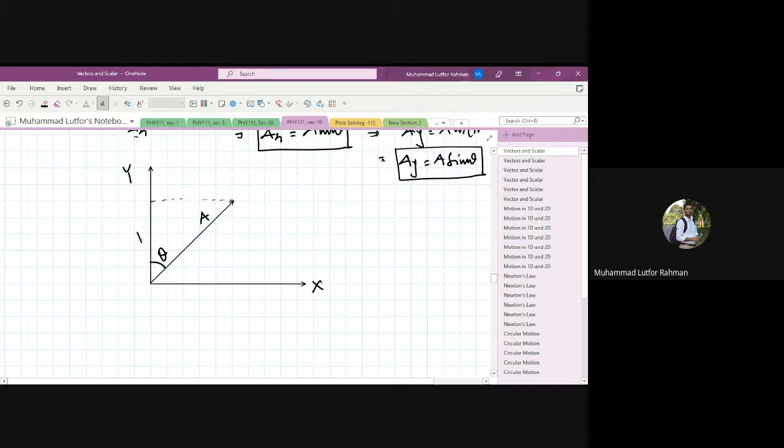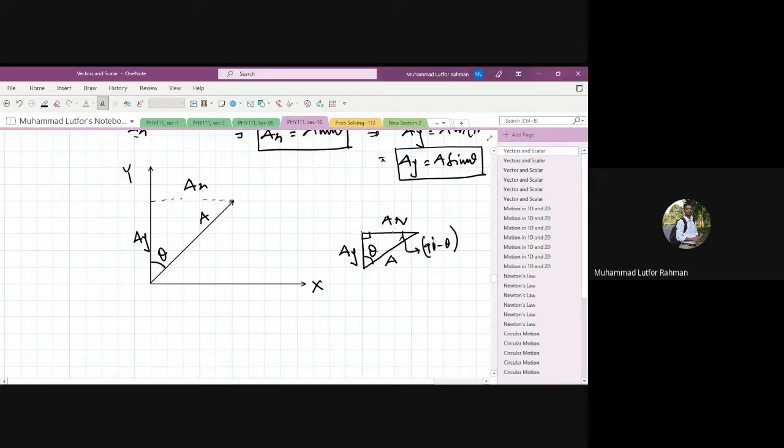This will actually be your AY, and this will be your AX, because AX would be over here, but I shifted that one. Then you can draw this right-angle triangle over here. So this is your angle theta, this is A, this is your AY, and this is your AX. This angle is 90 degrees, and this angle is 90 degrees minus theta.